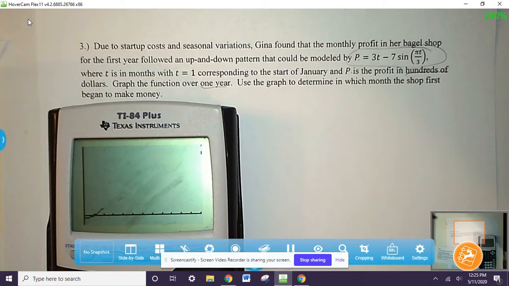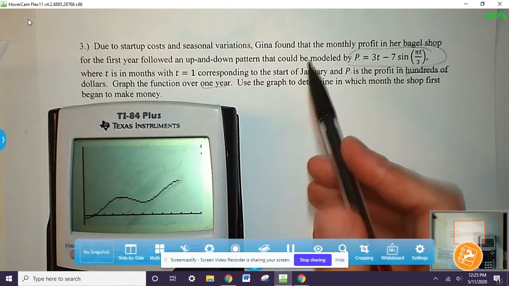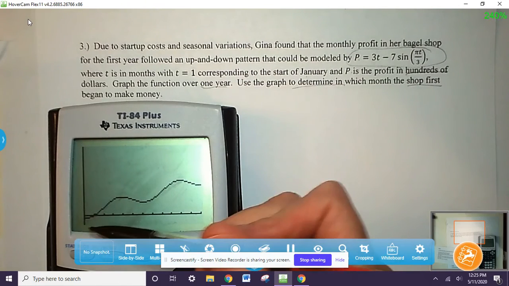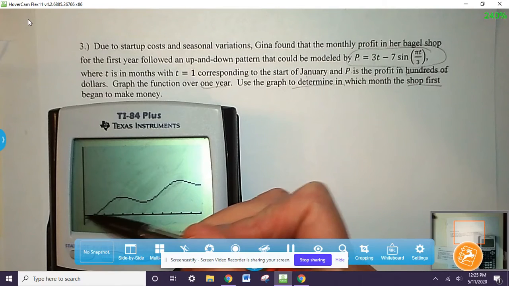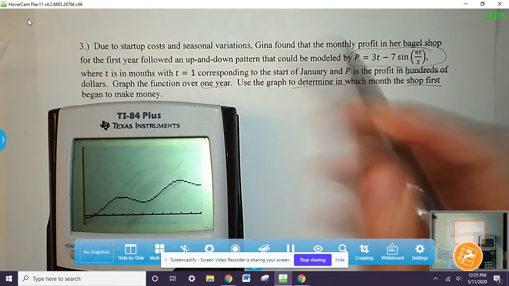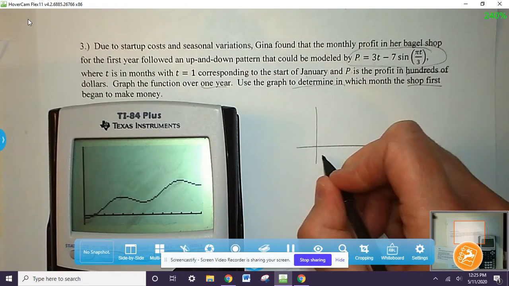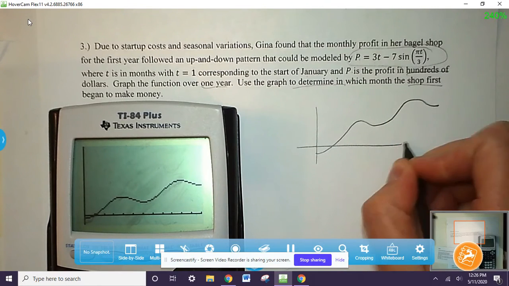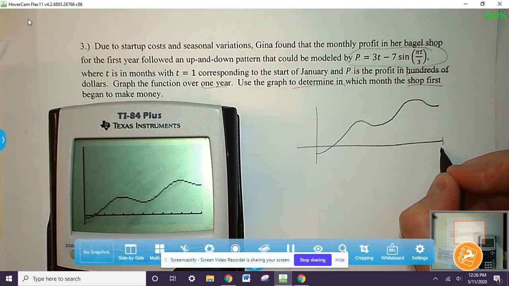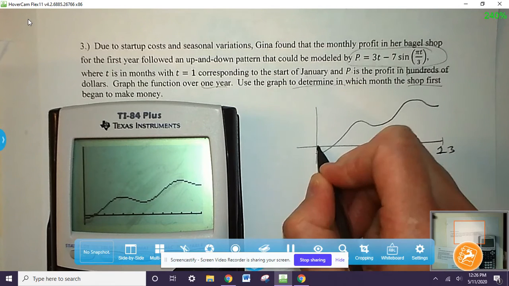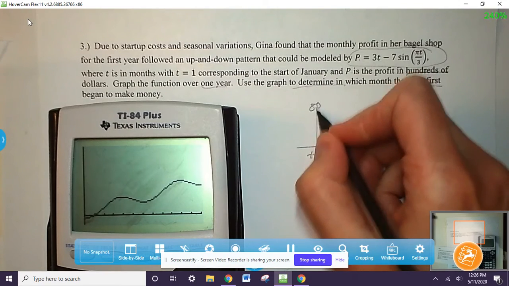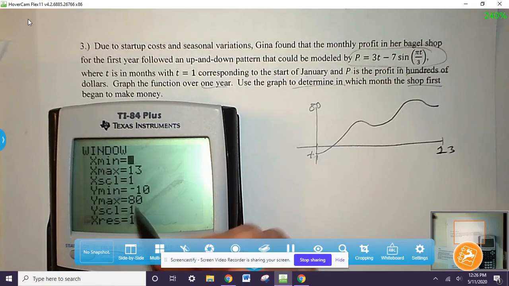Okay, so back to 1 year, what we want to do is determine the month in which the shop first began to make money. So here we have negative profit. She's spending more than she's making. Right there is what we want to find. So let's get a little sketch. Okay, just a rough sketch. And we went out for 1 year. This was t equals 1. I still go up to 80 on mine. Maybe you're at 70 or 60.